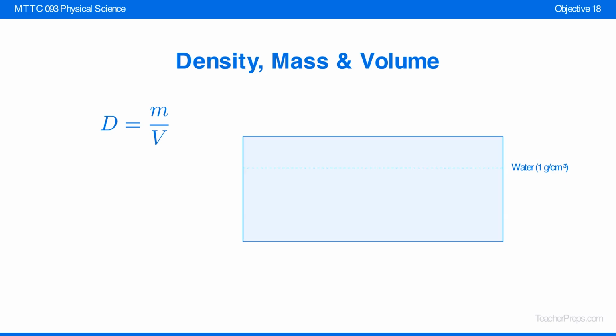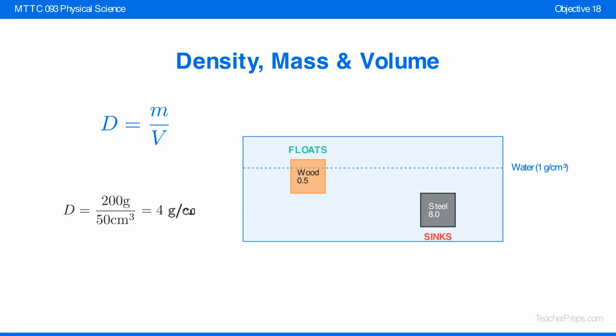Density determines whether something floats or sinks. Water has a density of 1 gram per cubic centimeter. Objects less dense than water float. Objects denser than water sink. Let's work an example. A block has a mass of 200 grams and a volume of 50 cubic centimeters. Its density is 200 divided by 50, which equals 4 grams per cubic centimeter. Since 4 is greater than 1, this block sinks in water.